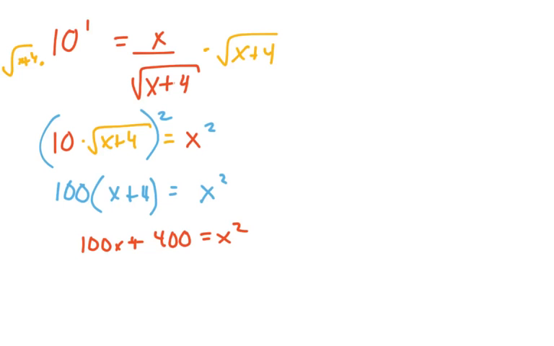Which to solve means that I'm going to subtract 100x over and 400 over to get 0 equals x squared minus 100x minus 400.